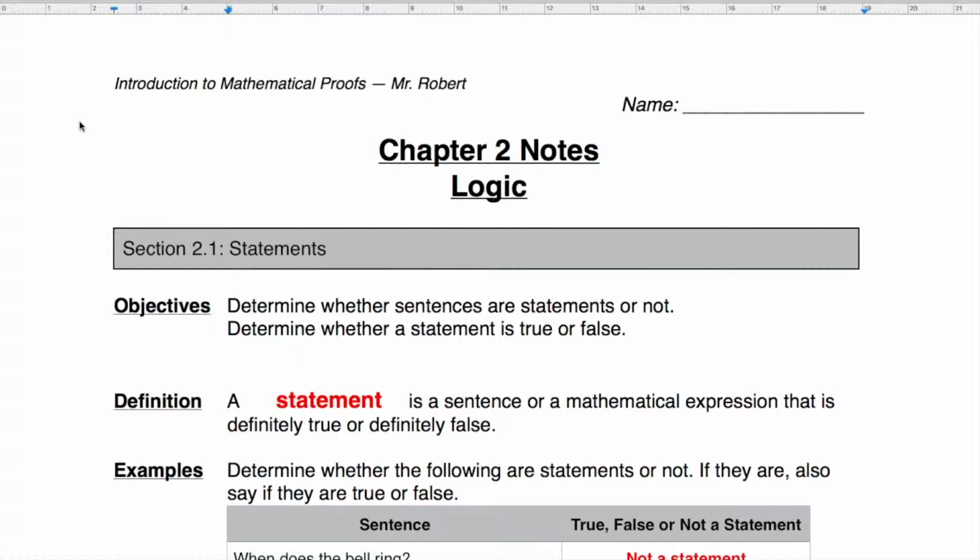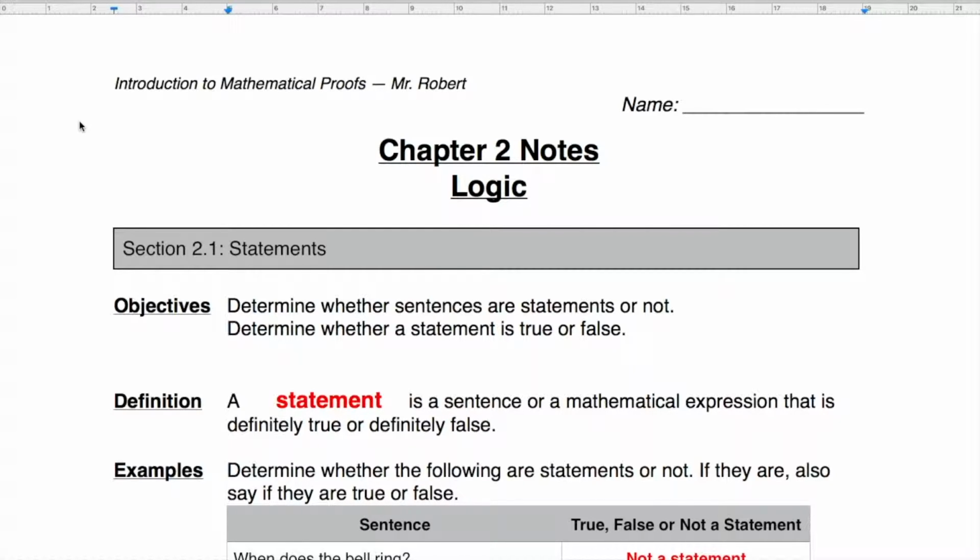Welcome to the notes for Chapter 2. Section 2.1 is about statements. The objectives in this section are going to be to determine whether a sentence is a statement or not, and to determine whether a statement is true or false. So we'll start with the definition and follow that immediately with examples.